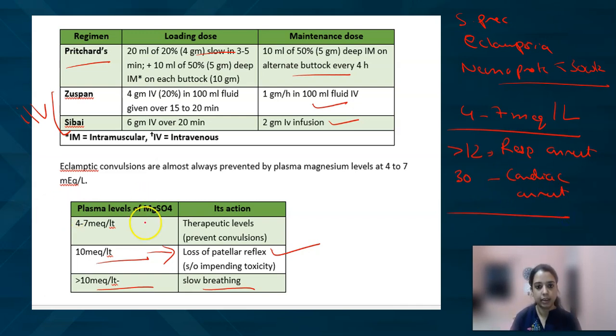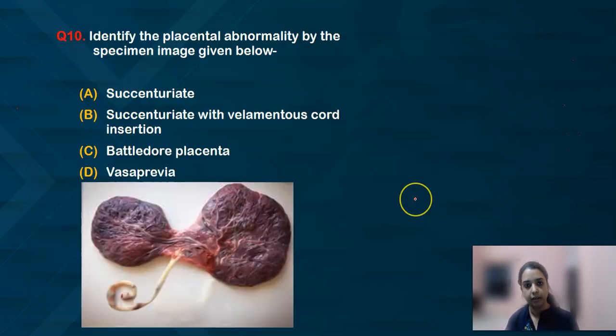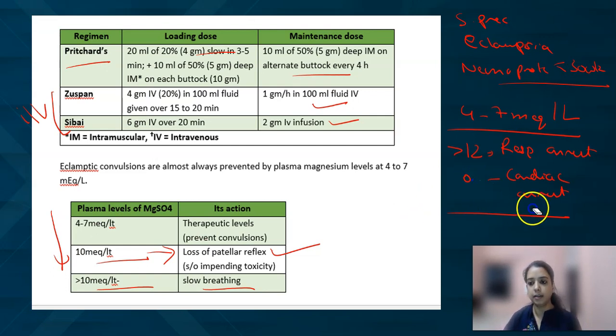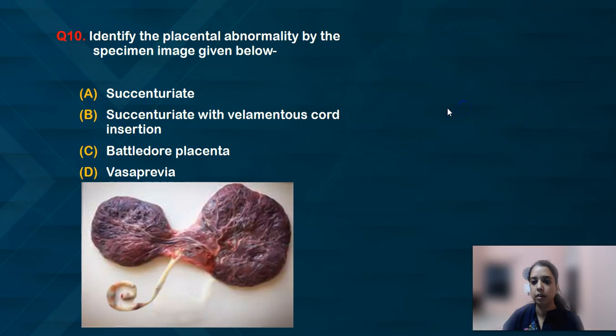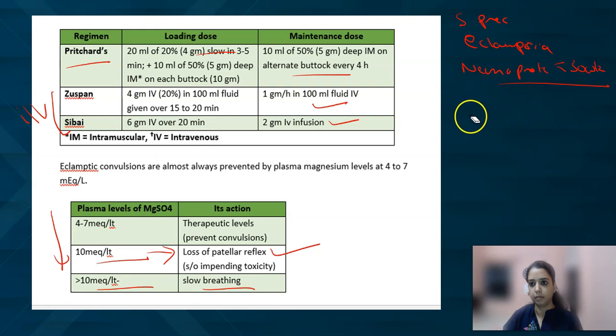These are the signs which can appear if the plasma levels are high. So how will you monitor? For monitoring magnesium sulfate toxicity, you need three things. The first sign of impending toxicity is loss of knee jerk, so you will monitor using the patellar reflex in the patient whom you are giving magnesium sulfate. Then you will look at the respiratory rate, because the next thing that happens is slow breathing, and also at urine output.